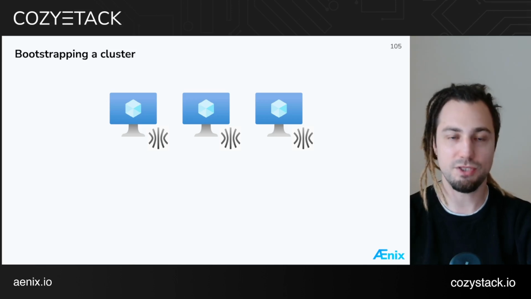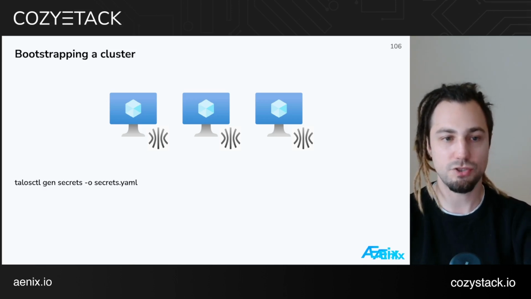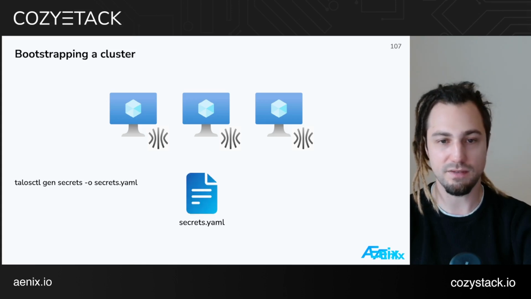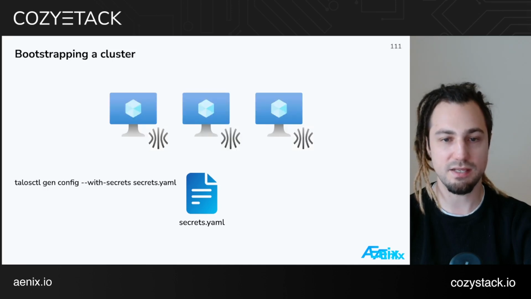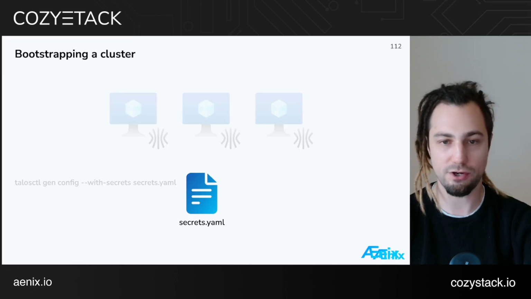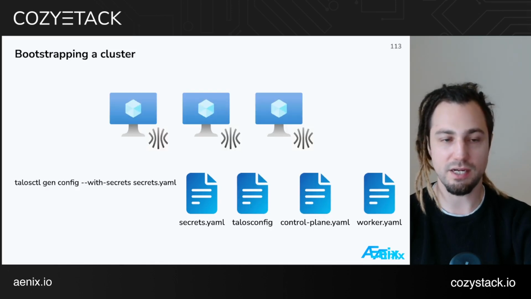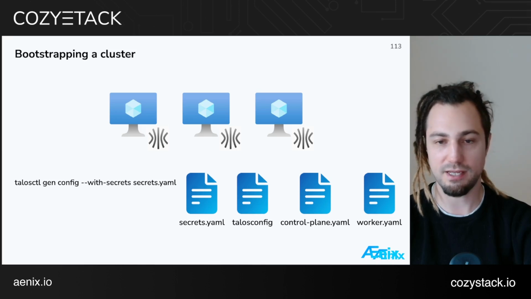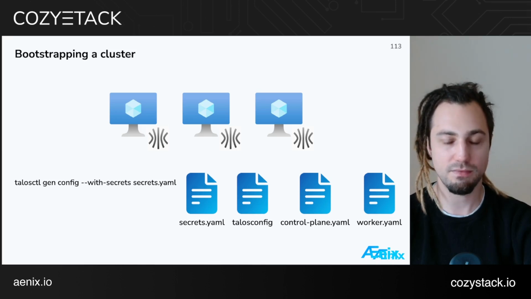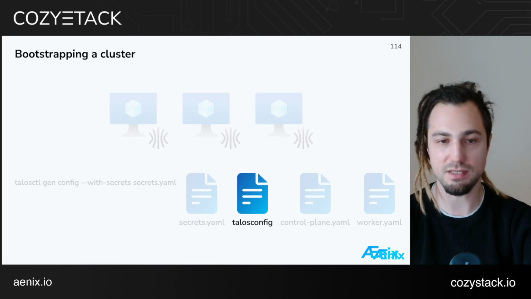So if you want to bootstrap the whole cluster, you usually need to run commands like talosctl gen secrets. It will create a secrets file with all the secrets for your cluster. And then you can use this file for generating configuration for the other nodes. So you can run the gen config command with secrets, and you'll get 3 separate configuration files. First is talosconfig.